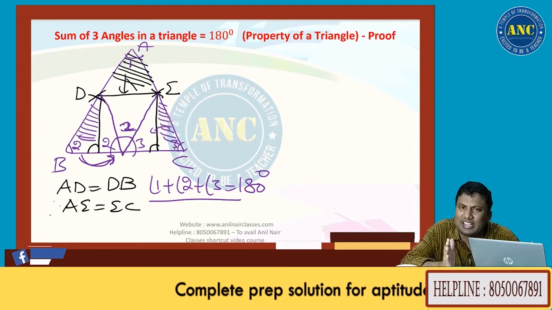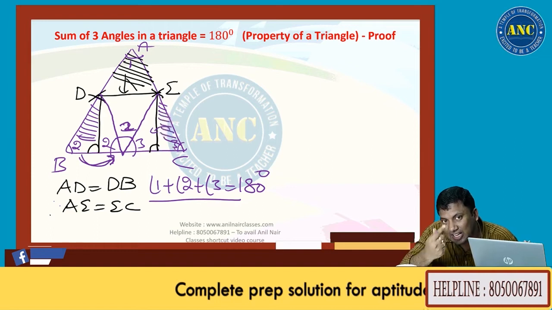Why are we discussing this proof? Why is the sum of 3 angles in a triangle 180 degrees? Because I am going to use that concept in the property that the difference between 2 sides is less than the third side. Two properties which I am going to use. I don't want to just write down that concept by making my students mug it up, right?